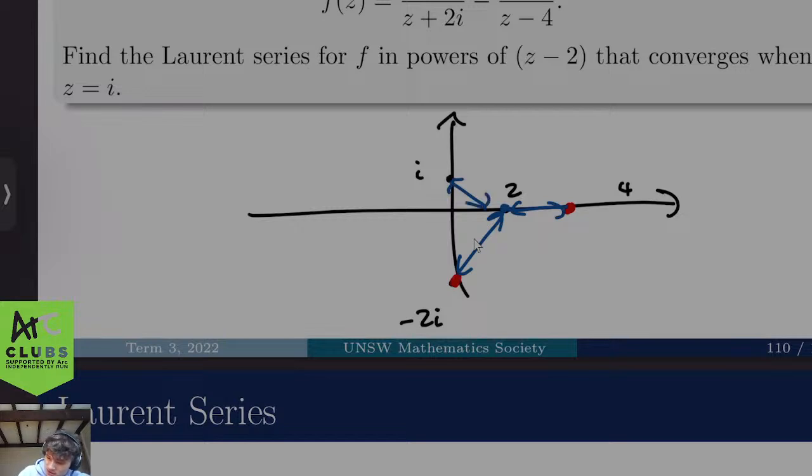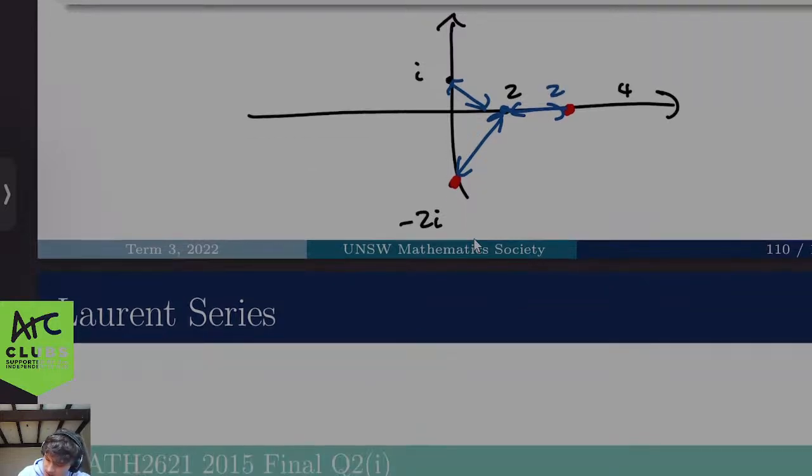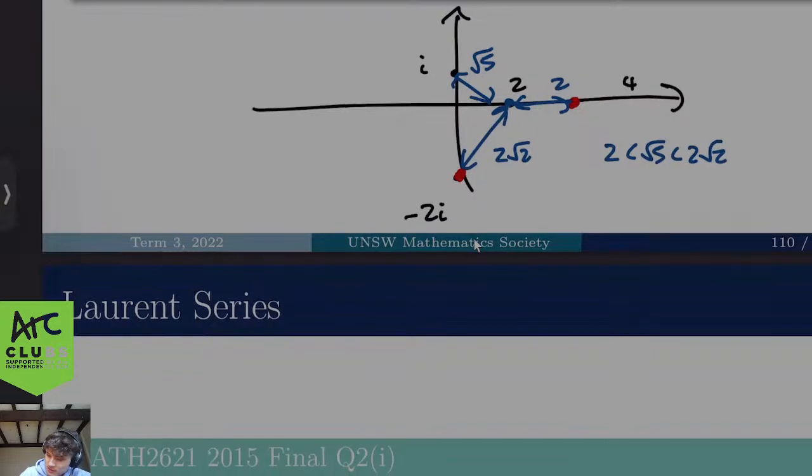So first of all, this distance here is 2. We'll call that 2. This distance here will be 2 root 2, right? And this distance here will be root 5. Should be right, yes. And now notice that clearly 2 is less than root 5, which is less than 2 root 2. And so that means my annulus will look like this. I want to first do this inner annulus here and make this my outer annulus.